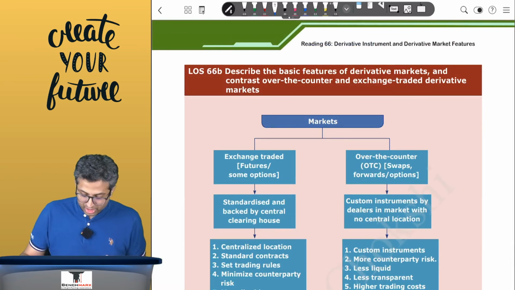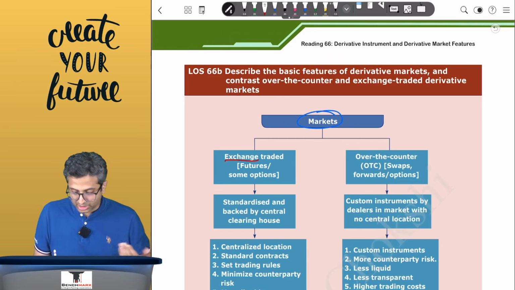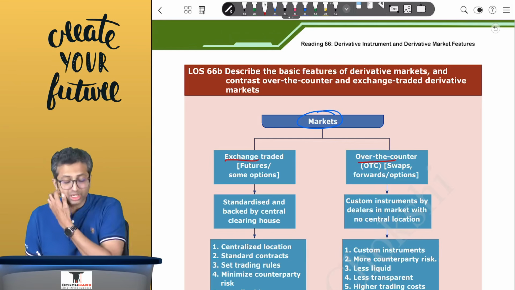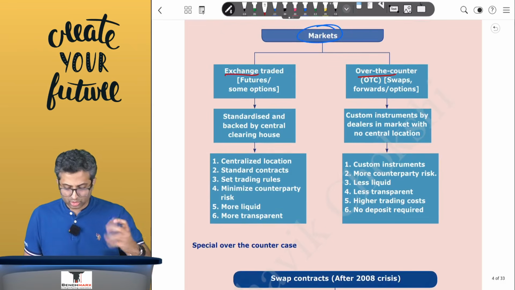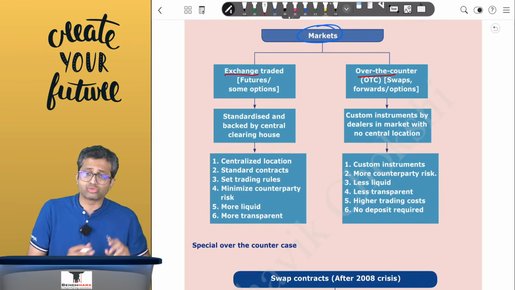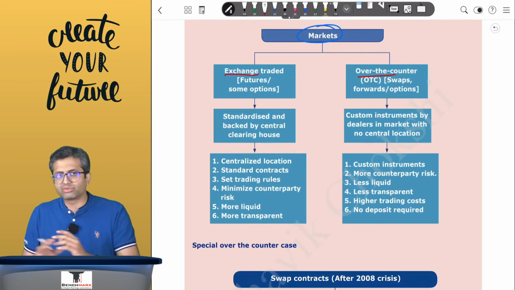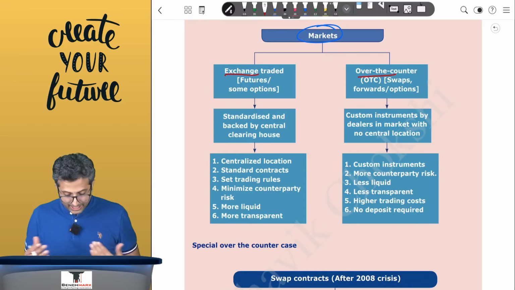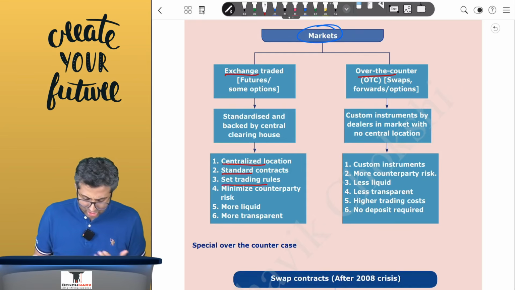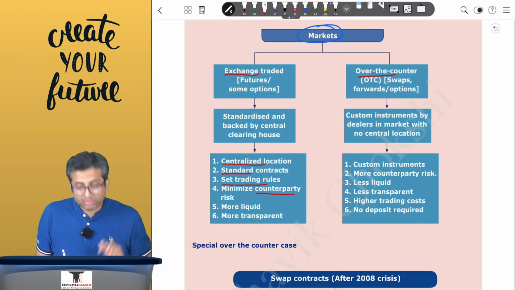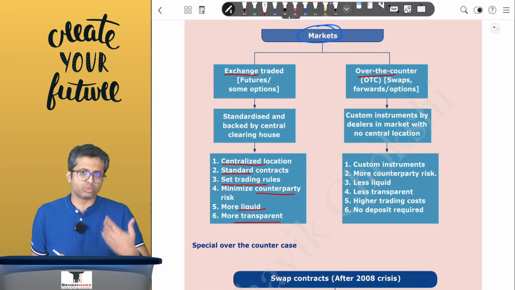Second is the markets in which derivatives trade: exchange traded, like futures and options, and over the counter, like swaps and forwards, etc. Now the key differences between over the counter and exchange traded products are: in exchange traded, the contracts are standardized, there are specified delivery dates, there are specified contract sizes. So there is a standardized set of trading rules, a centralized location like the National Stock Exchange. There is minimum counterparty risk because the clearinghouse of the exchange acts as a counterparty. It is relatively more liquid and more transparent.